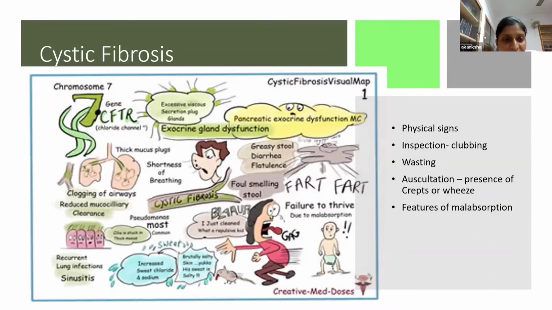To look for cystic fibrosis as an underlying etiology, we should always ask history related to other symptoms seen in cystic fibrosis related to pancreatic exocrine dysfunction, like history of greasy stool, diarrhea, not gaining weight, failure to thrive. These patients also have a history of recurrent chest infection. In physical examination, we may find clubbing, wasting. On auscultation, there may be crepitations or wheeze and other features suggestive of malabsorption.